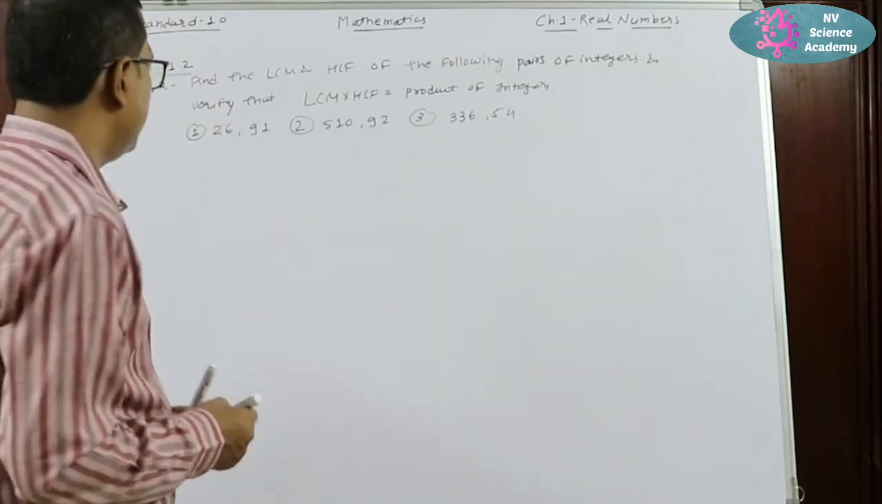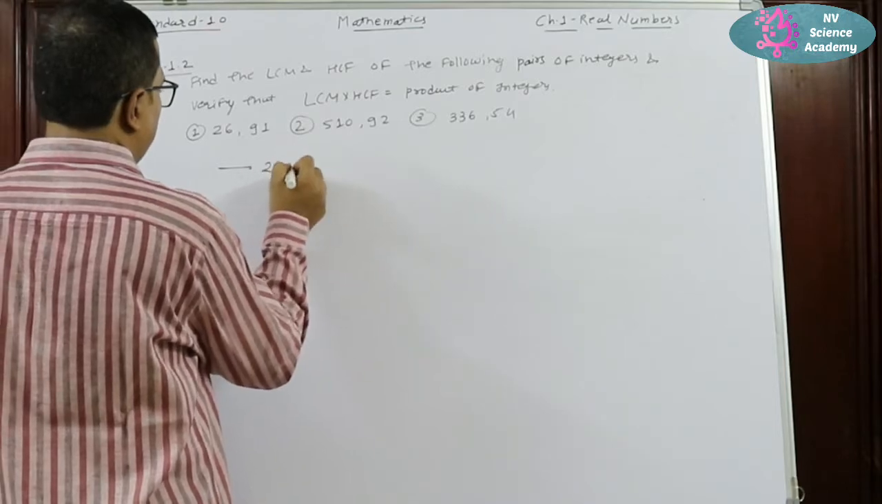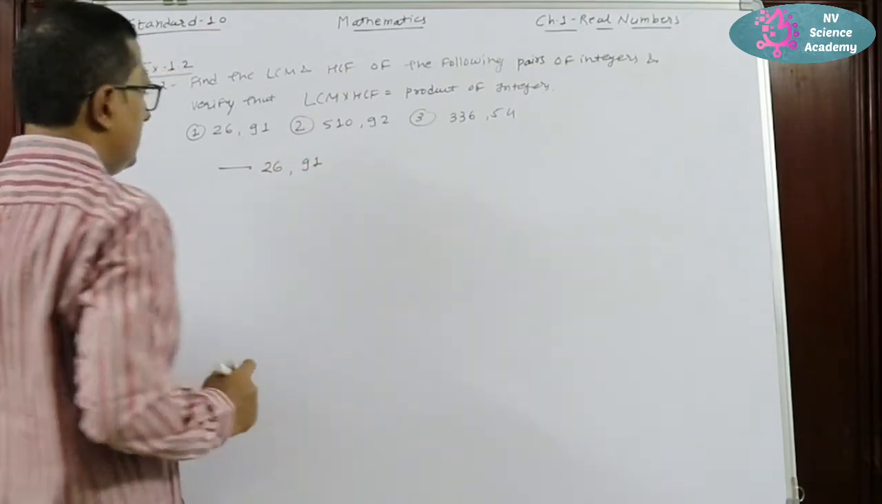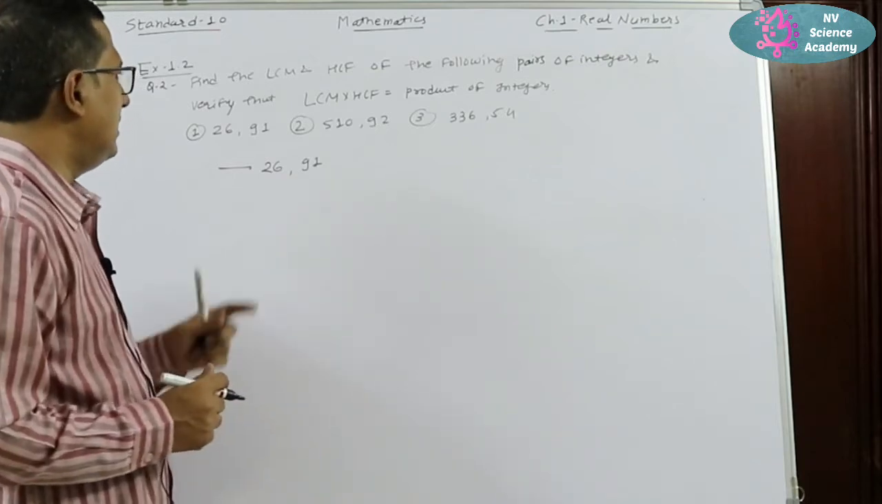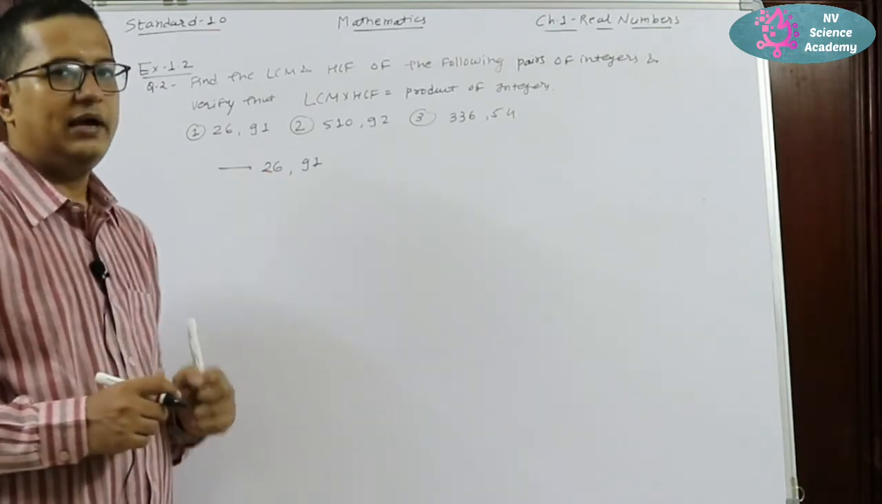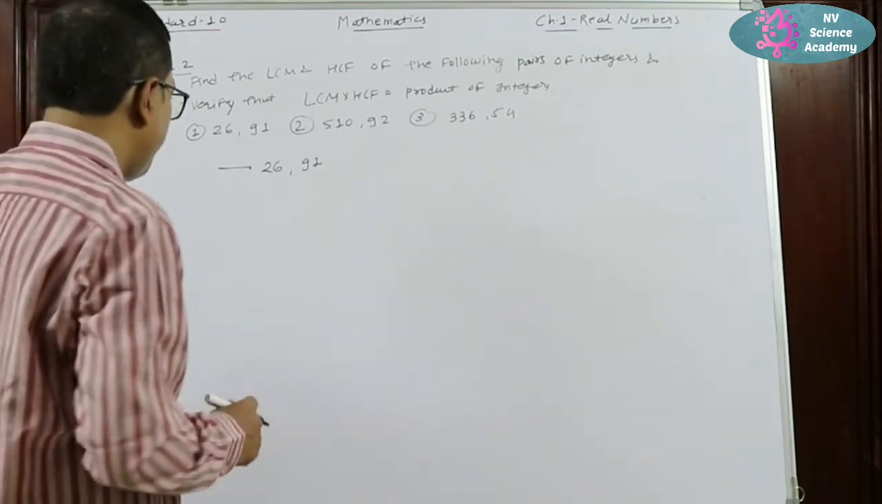So let us start with the first pair. The first pair is 26 and 91. So first we will find the prime factors of 26 and 91, then we will find the HCF, then we will find the LCM, and then we will find the product.